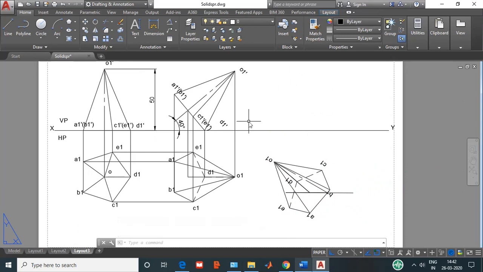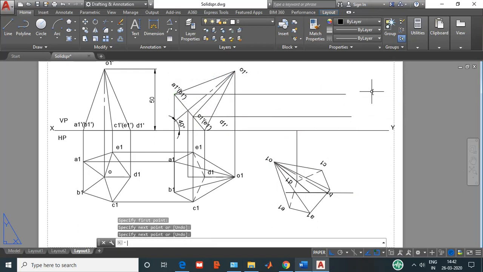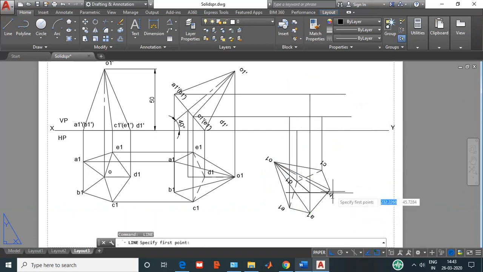So to get the final position I need to do the projection line. D is on the XY line, so D will come till here. Then C and E are at this point and A and B are at this point. So C will be projected to this line, then E will be projected to this line, then A to this point and then B to this point. So join all the lines now.